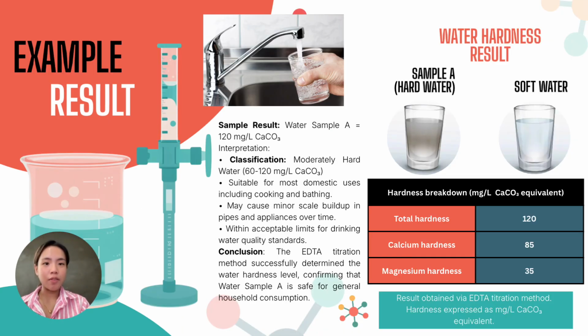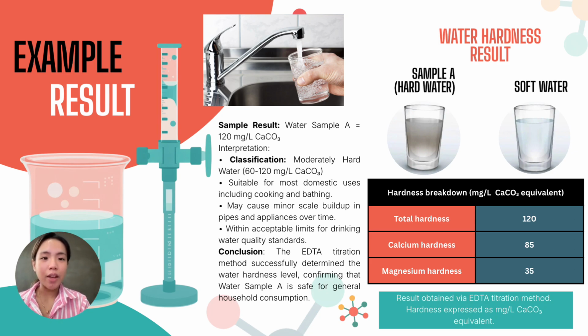To illustrate the result, let us look at this example of water hardness analysis that we conducted on sample A using the EDTA titration method. Total hardness obtained is 120 mg per liter as calcium carbonate equivalent. If we break this down further, calcium hardness accounts for 85 mg per liter while magnesium hardness accounts for 35 mg per liter. So what does this actually mean in real life?